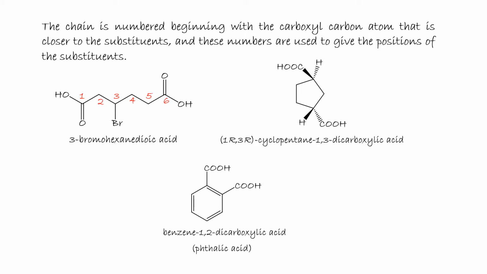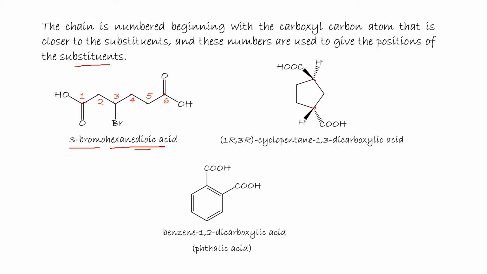The chain is numbered beginning with the carboxyl group, as we mentioned, at the atom that is closer to the substituents, and this number is used to give the position of the substituent. 1, 2, 3, 4, 5, 6. So that will be 3-bromohexanedioic acid.